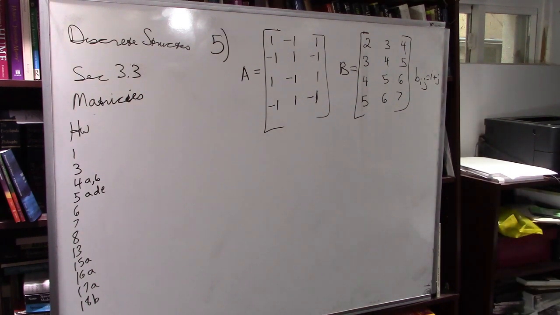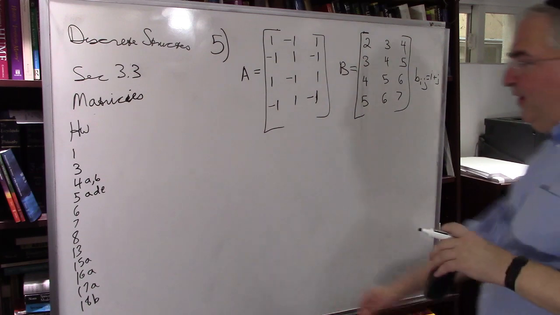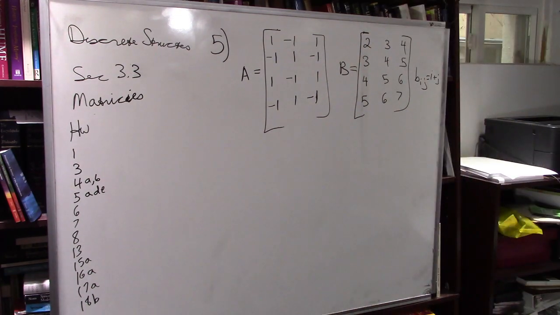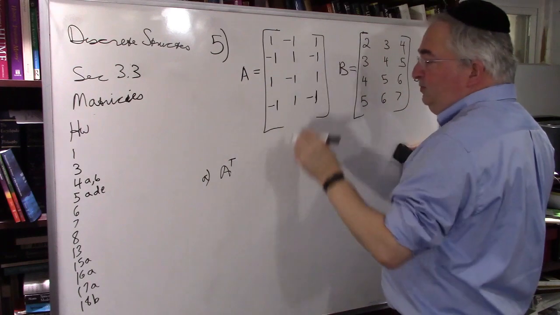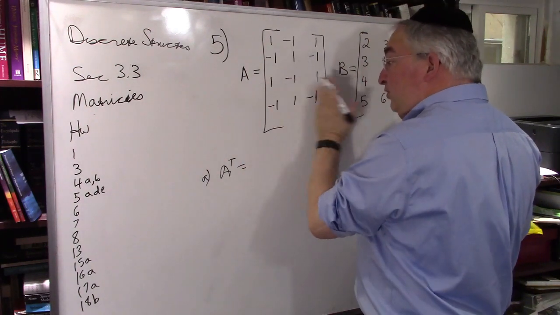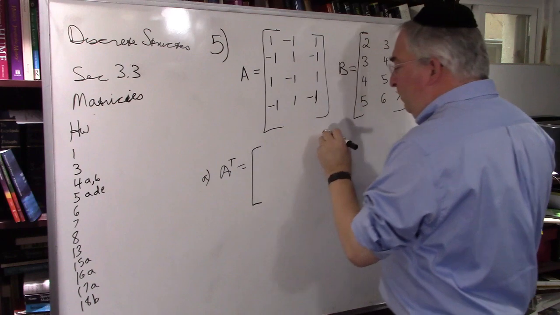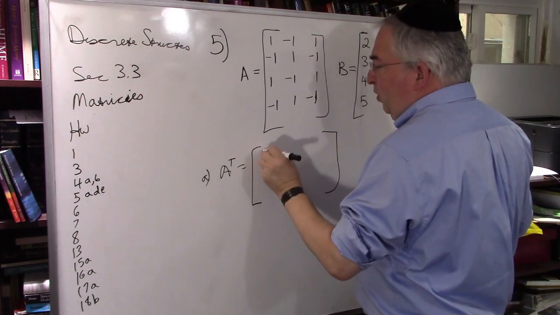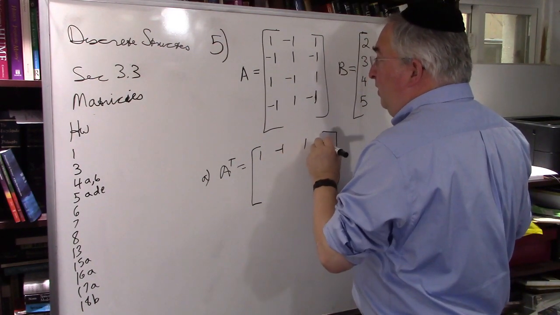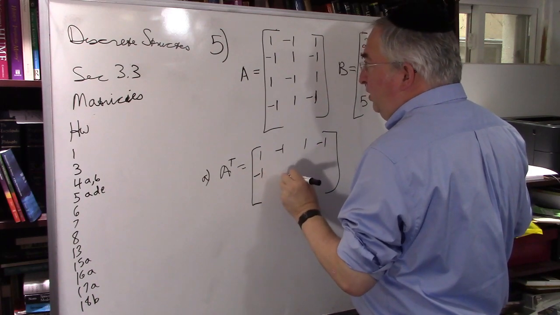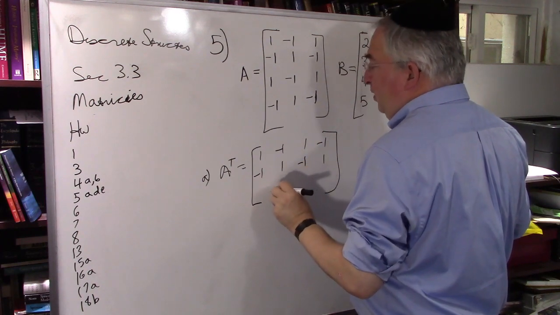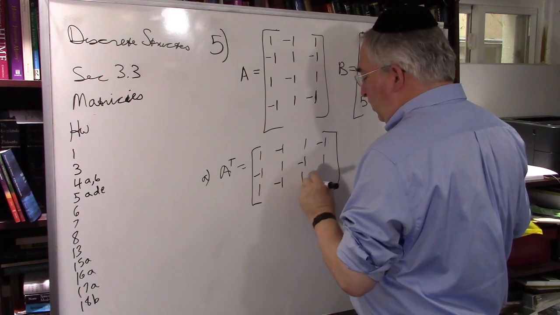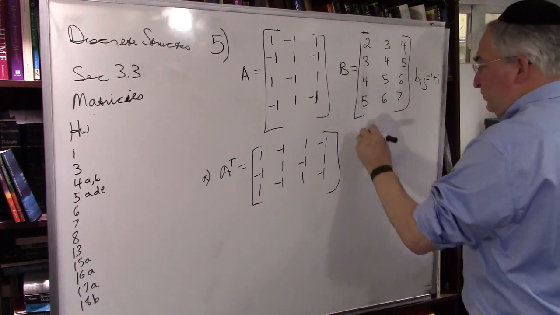Next, they want you to calculate 5A, D, and E. So 5A is A transpose. This is A. A transpose is, this is a 4 by 3 matrix, so we're going to have a 3 by 4 matrix, and basically it's 1, minus 1, 1, minus 1, minus 1, 1, minus 1, 1, 1, minus 1, 1, minus 1. That's A transpose.